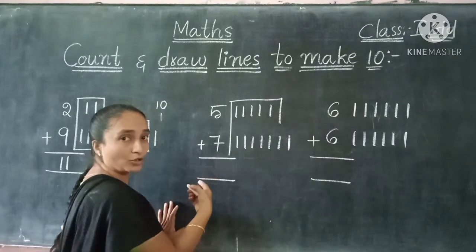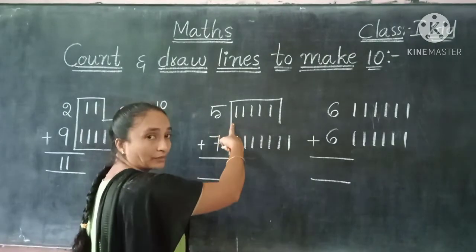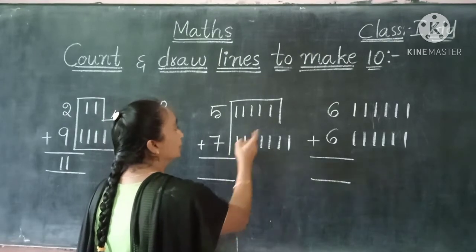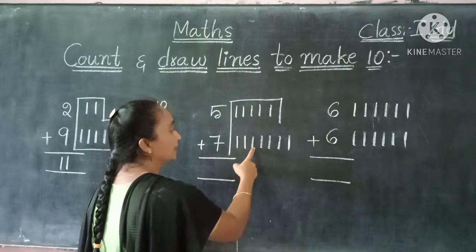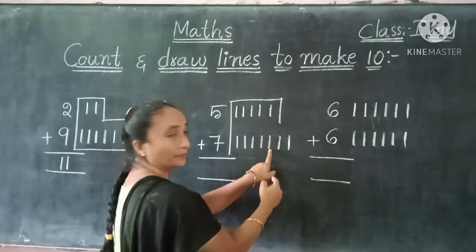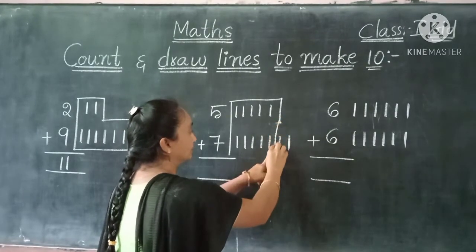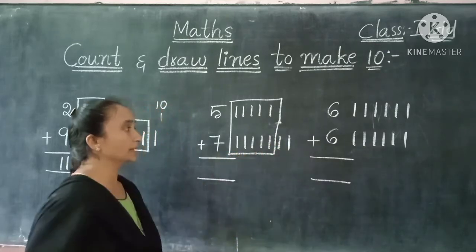So let us make a box of 10 lines. Here already we have 5. Now down also we should take 5 more lines. Okay children? 5, 6, 7, 8, 9, 10. So up to here. Okay children? So this is the 10.